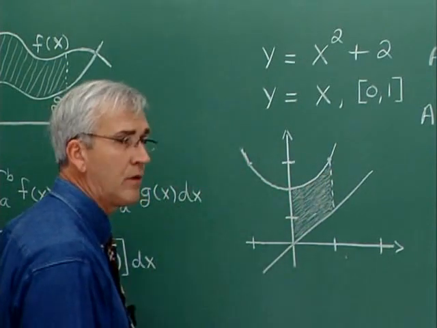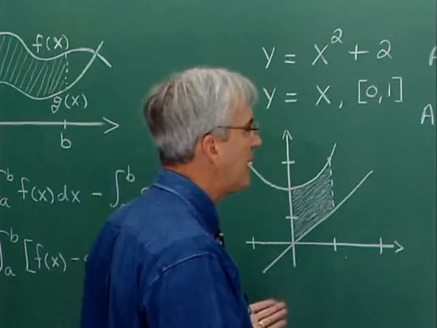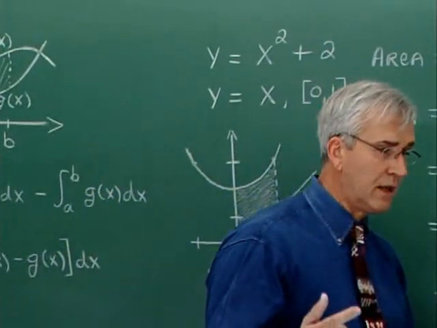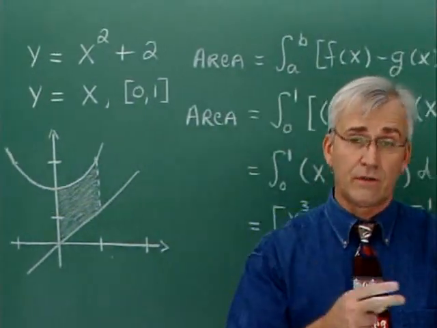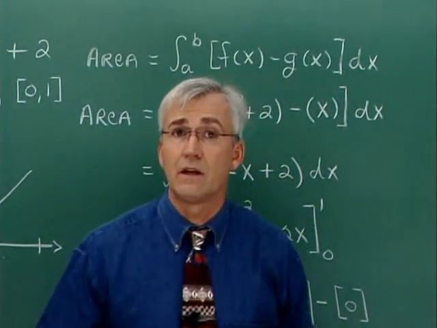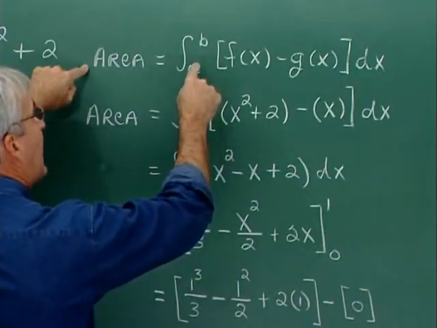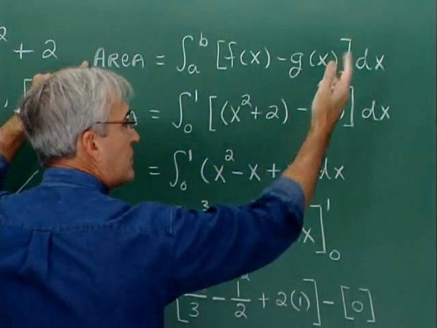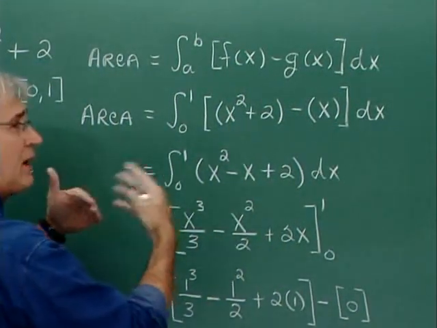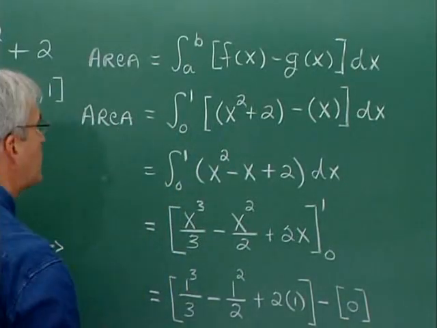All right, so we go through the process. Now, I think it's pretty valuable to treat this notion of the difference of functions as a formula. That is, we'll write down the situation. The area is the integral from a to b of f of x minus g of x dx. So write that down and then just follow through by filling in with the information from our problem.